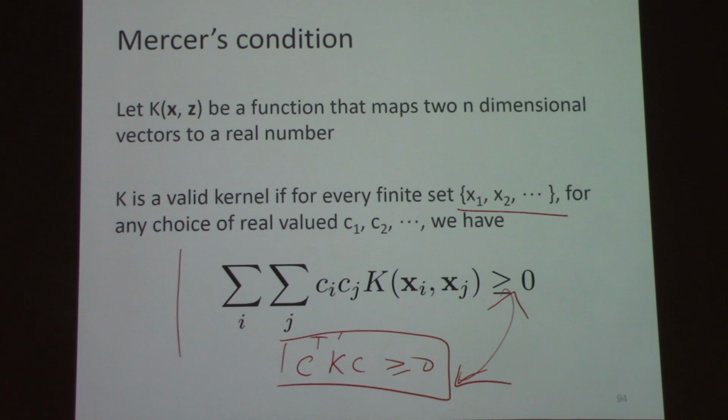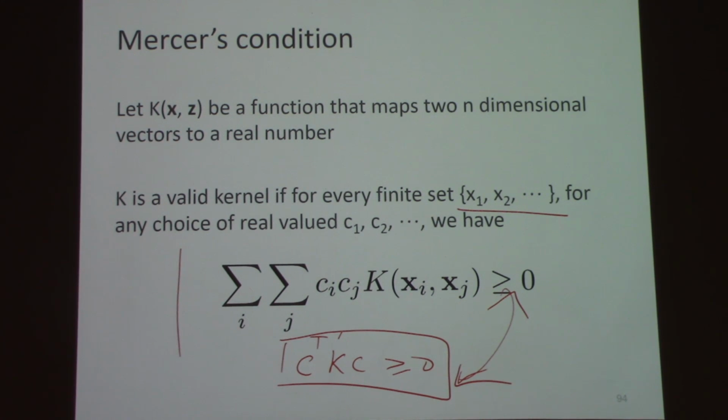But what Mercer's condition says is that if you have any finite set of points, x1 through xn, you build the kernel matrix using those finite set of points, and that kernel matrix is positive semi-definite. That's the formal statement of what it means for a function to be a kernel.